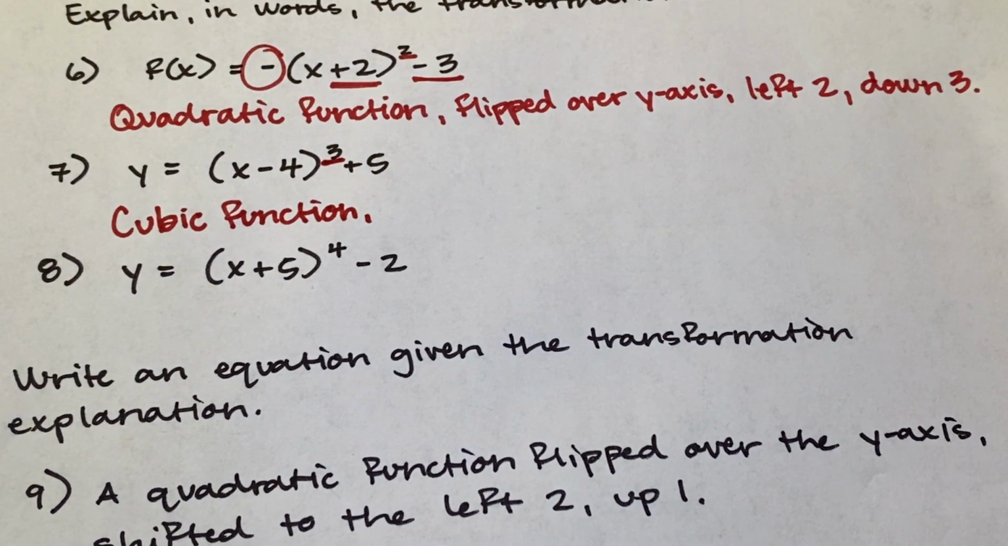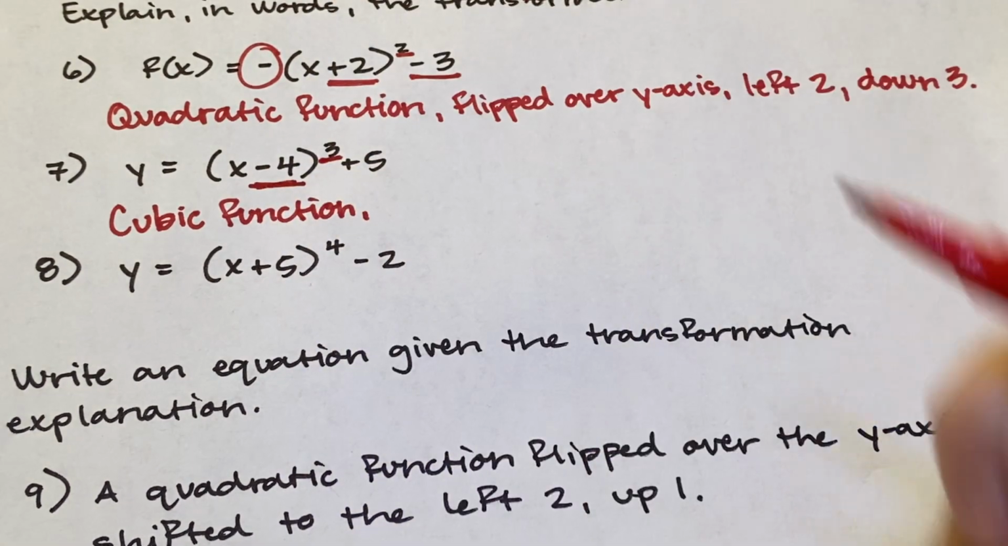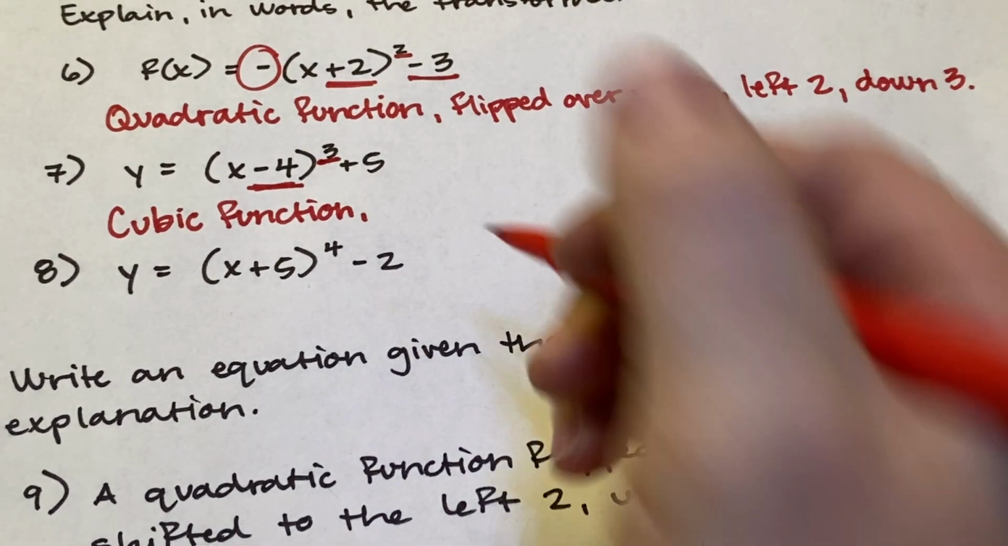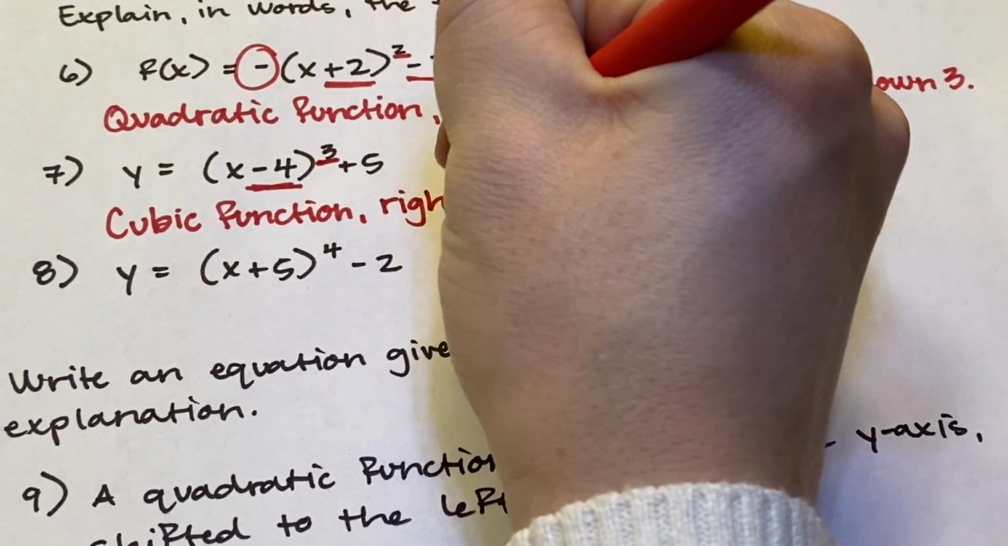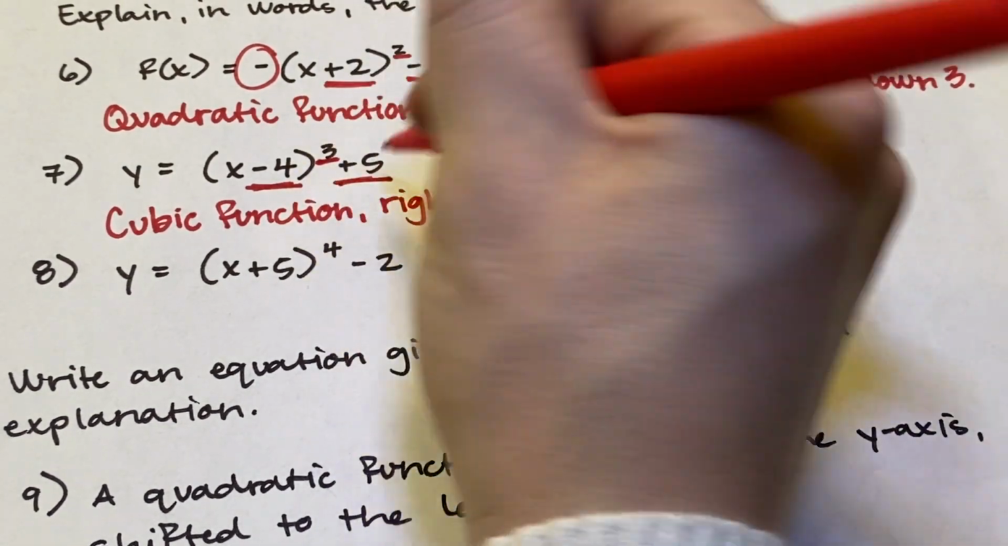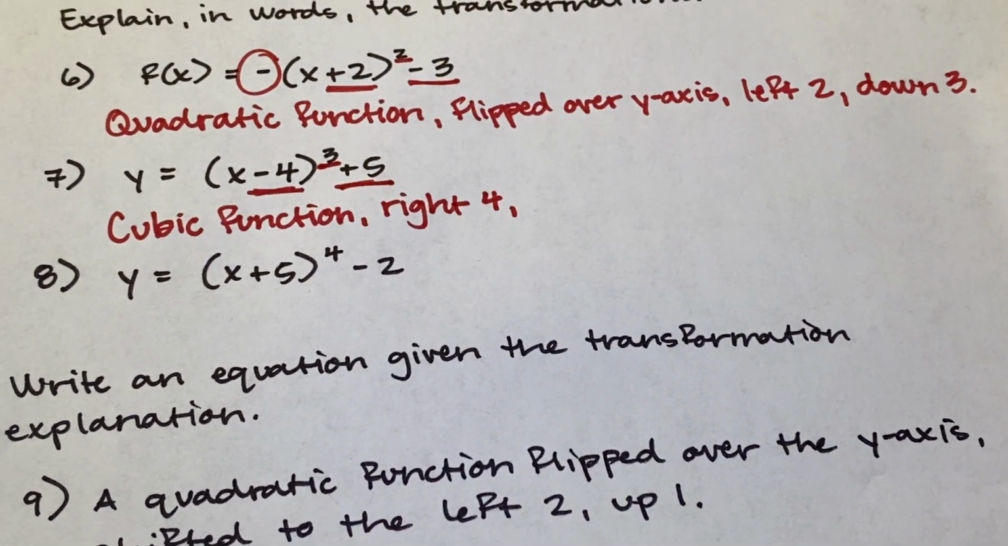Okay, now let's identify the transformations. Do you see any negatives out front? Nope, so it hasn't been flipped at all. Okay, so we can go straight to left and right. Minus 4. Is this going to the left 4 or to the right 4? Right 4. Nice. So it's being shifted right 4. Plus 5, up 5 or down 5? Up 5.